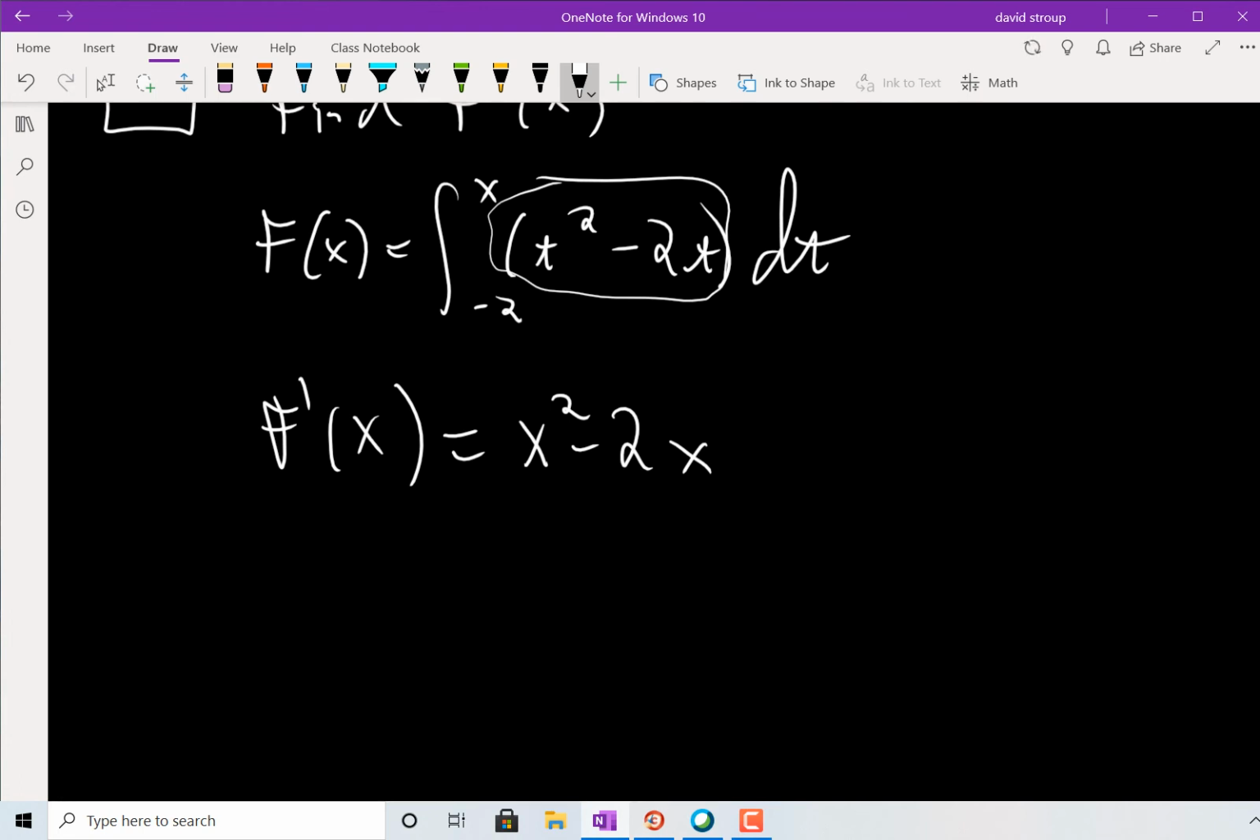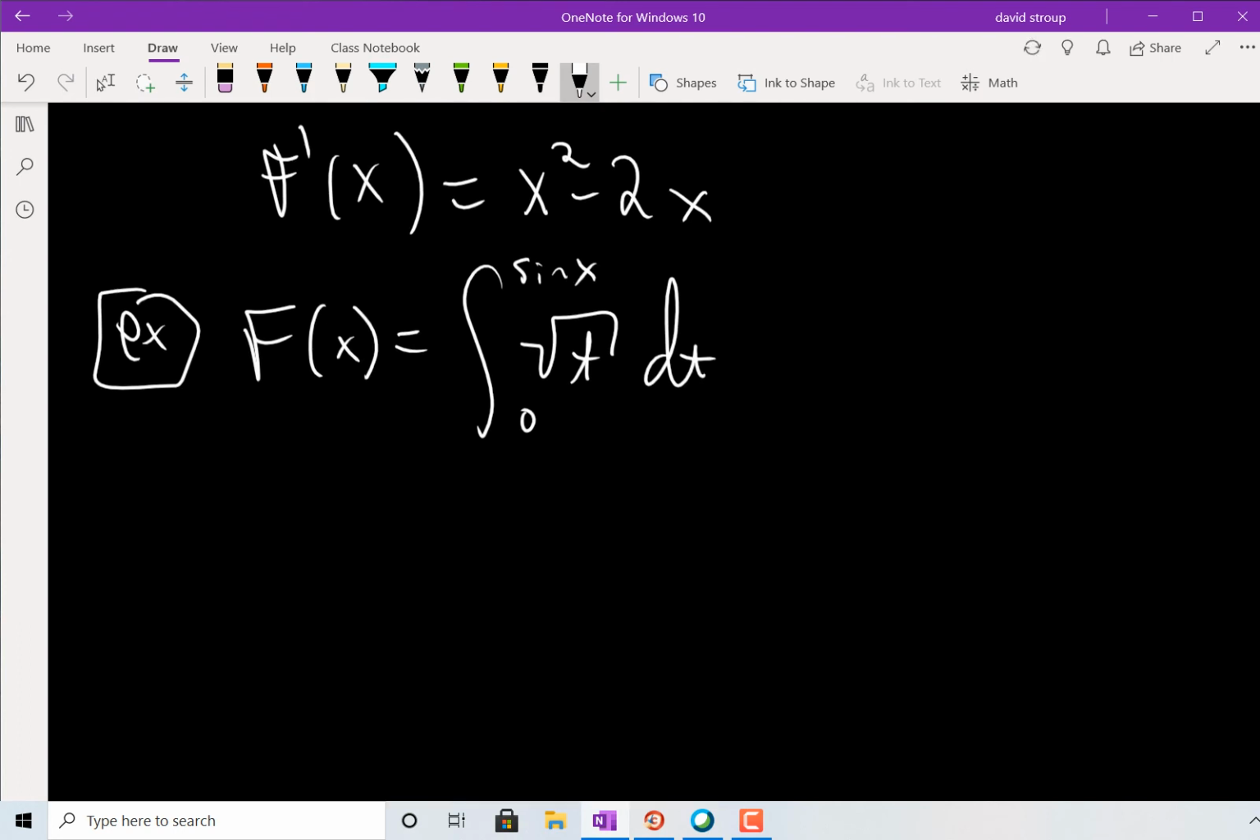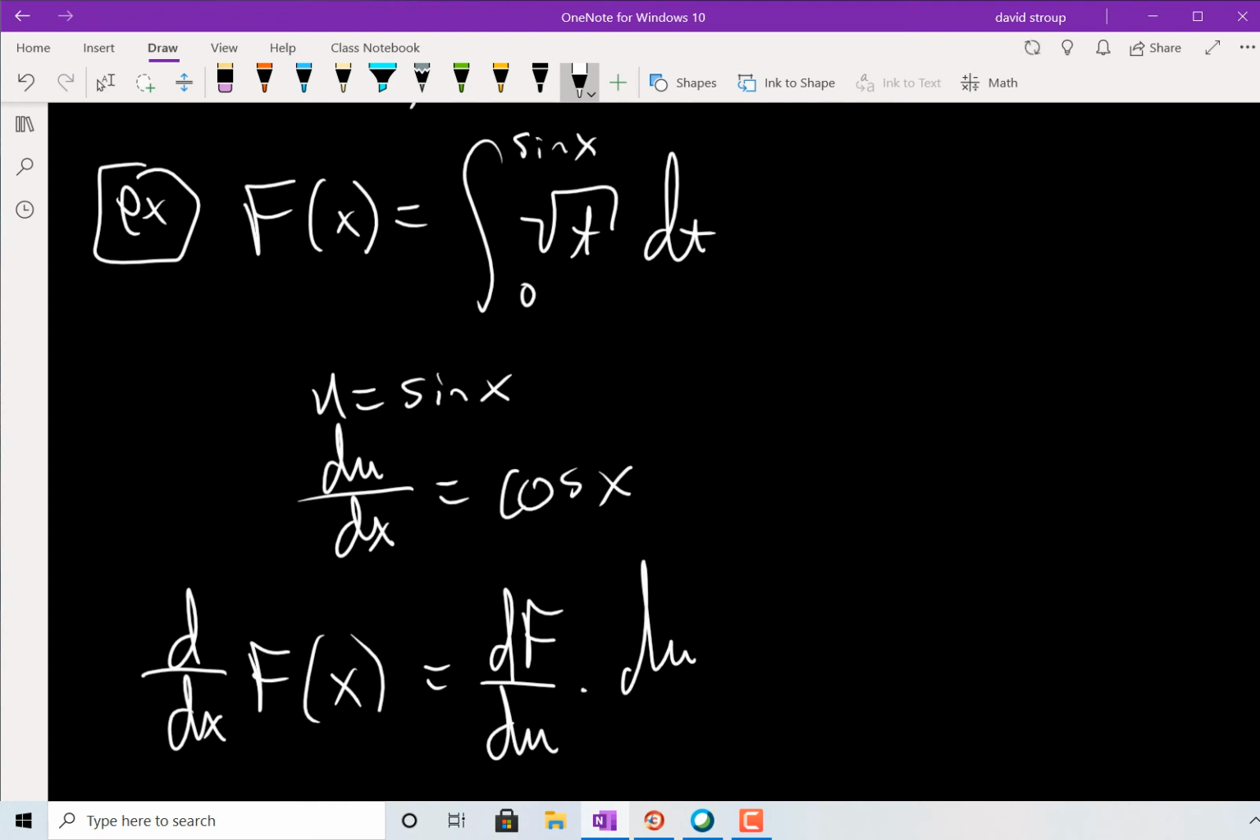Well, one thing they can do is change that upper limit. For example, f of x equals the integral from 0 to sine x of the square root of t dt. This turns out to be kind of easy. All you have to do is a substitution and then use the chain rule. So you could say u is equal to sine x, and keep in mind du with respect to dx is going to be equal to cosine x. What's happening then, we want to find the derivative with respect to x of f of x. So what we do is rewrite f of x as f of u, find the derivative of that with respect to u, and multiply that by the derivative of u with respect to x.